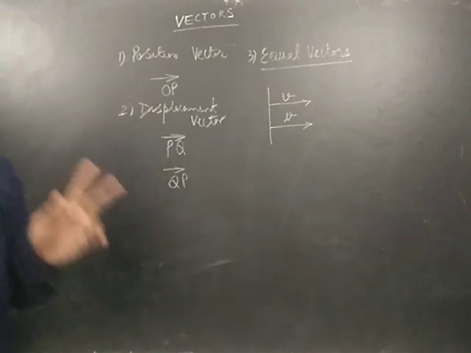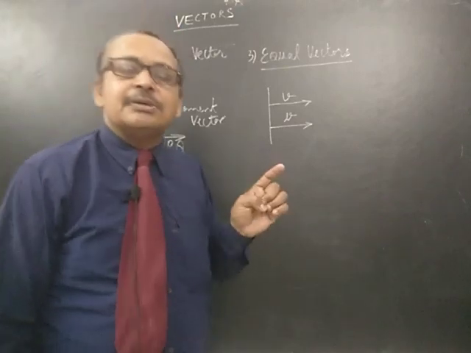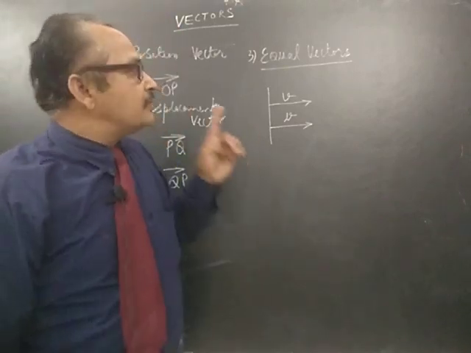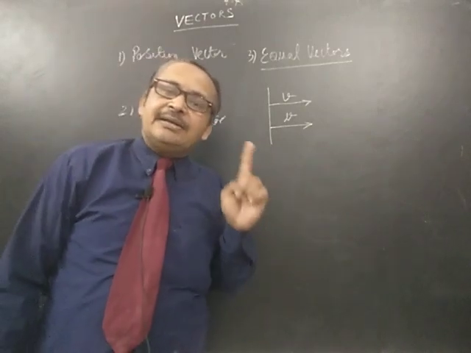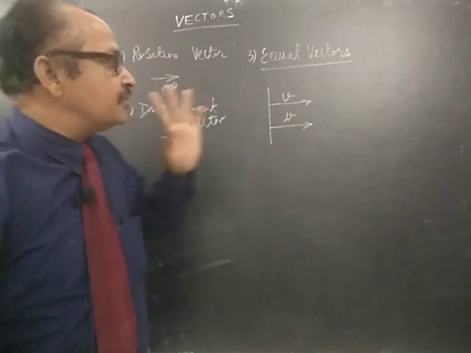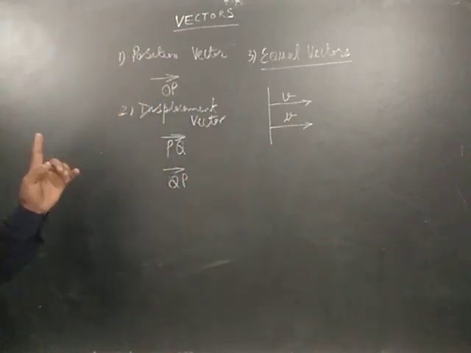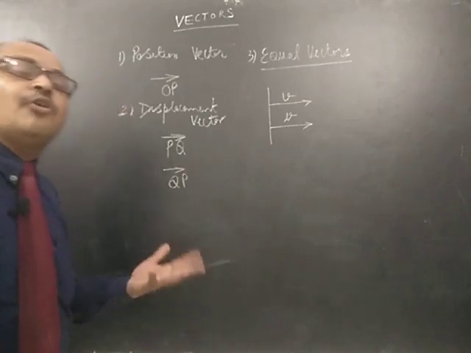It means two vectors will be said to be equal if they have equal magnitude and the same direction. Any doubt? Very good. And what about a vector when we say negative vector? What will be the negative of a vector?